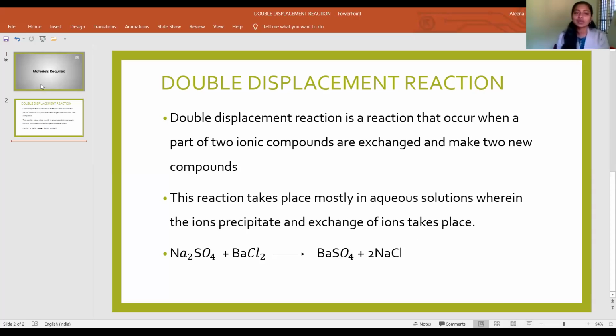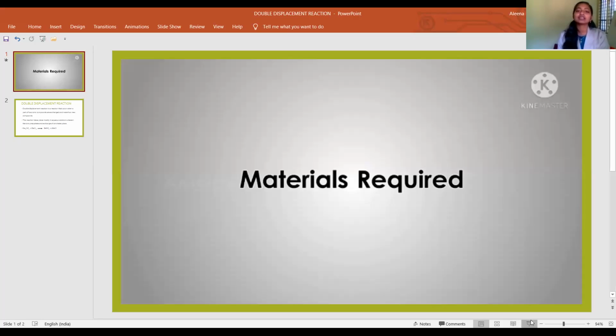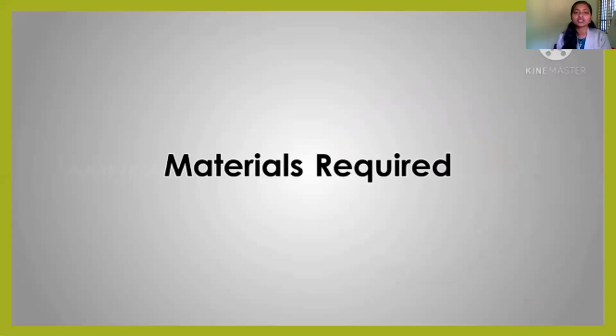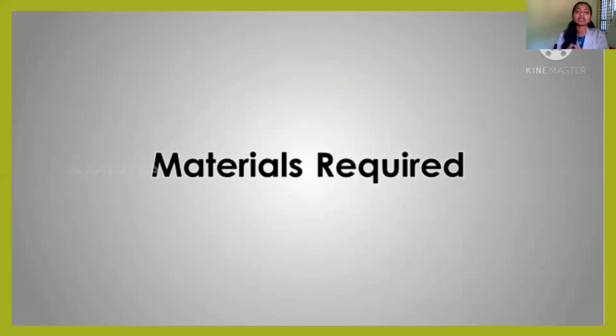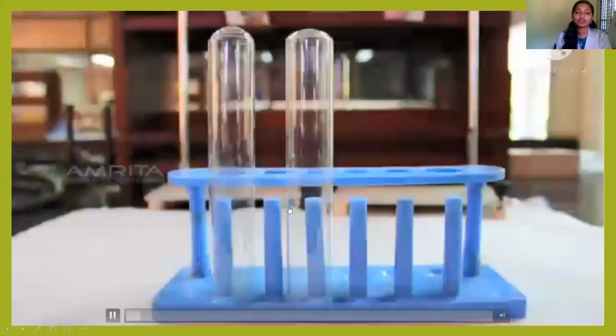Yes. We discussed what a displacement reaction is, and there are two types of displacement reaction. The first one is single displacement and the next is double displacement reaction. To make this double displacement reaction clearer, we can see a video.